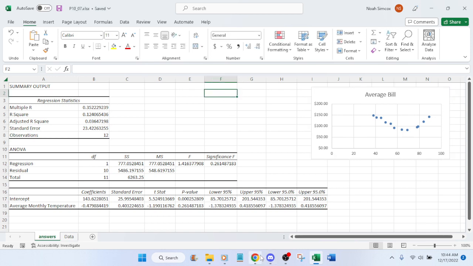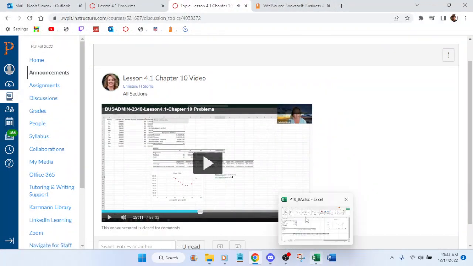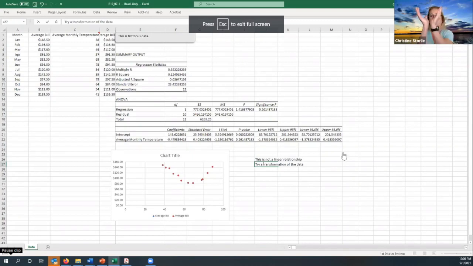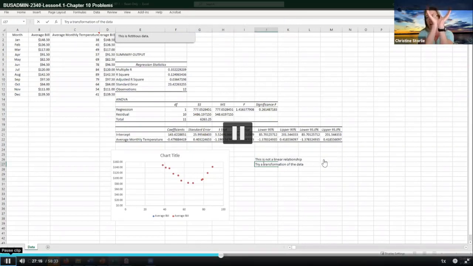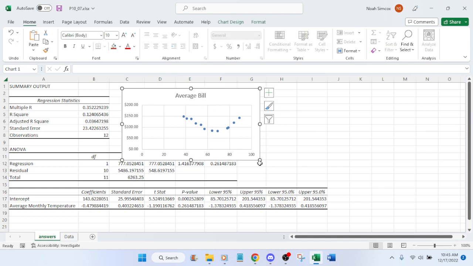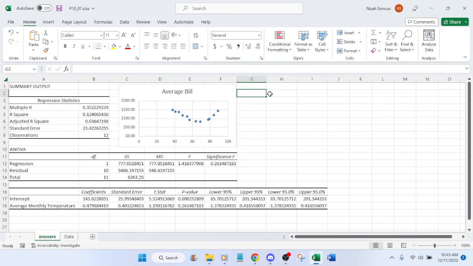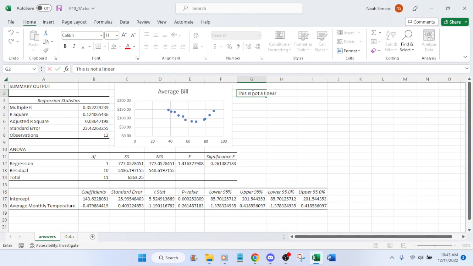I get it. This is not a linear relationship. Try a transformation. This looks very much like a parabola to me. Okay, where do we put the answers here? Let's try to fit it up here. This is not a linear relationship. Try a transformation of the data.